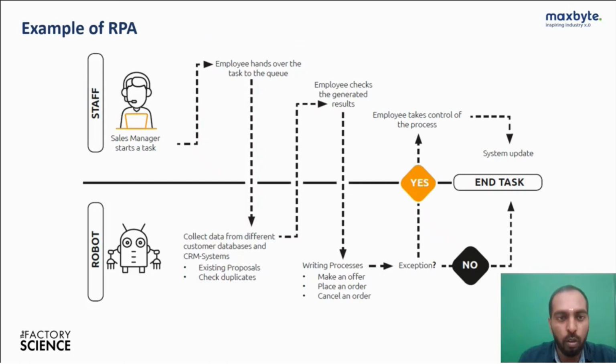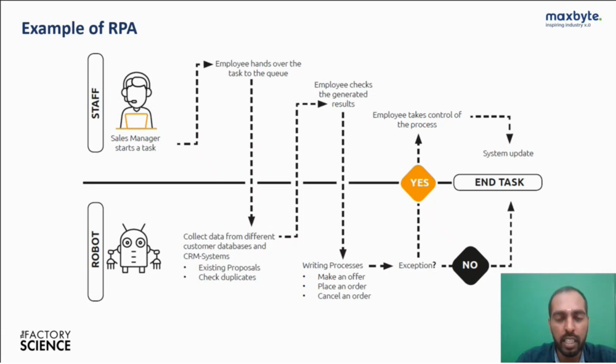Here I provided an example for RPA, showing how RPA can be integrated with the human workforce. For example, a sales manager started a task and created several tasks in a queue. Once he created the tasks, instead of an employee doing this, a robot can do these tasks in the queue. It will collect different customer data from the database or CRM systems. It can verify against the existing proposals and check for duplicates.